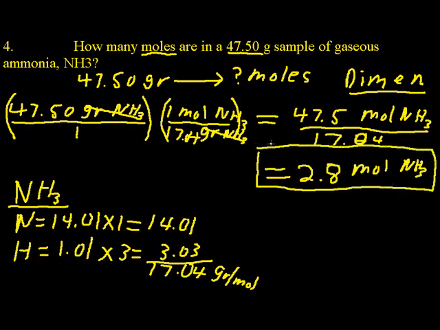Does this seem reasonable? Well, I have 47.5 grams of NH3. 1 mole of NH3 weighs 17. I have 47. I must have more than 1 mole, and I do. I have 2.8 moles. So, that looks pretty good. Now notice, I've gone from grams to moles. We refer to that as a one-step problem because I simply went from weight to moles. What other kind of problem can I have? Let's take a look at that.